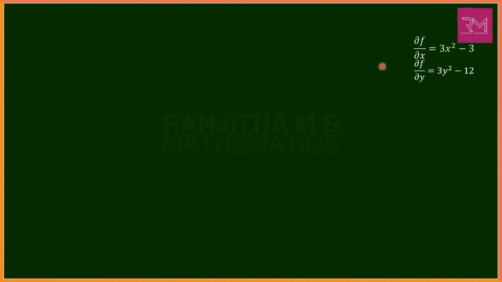In the next step we have to find the A, B, C values. Here del f by del x value is 3x square minus 3. Del f by del y value is 3y square minus 12. Hence we get A value as, we know that A is fxx, that means del square f by del x square. Hence we have to differentiate del f by del x again with respect to x, and we get the value of A. Here differentiation of 3x square is 6x. Minus, differentiation of a constant is 0, hence we get A value as 6x.